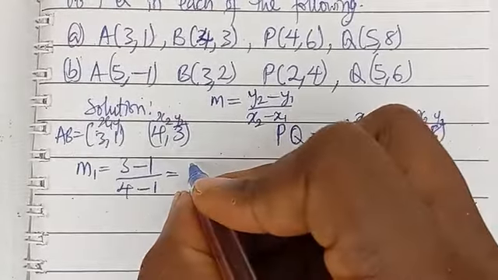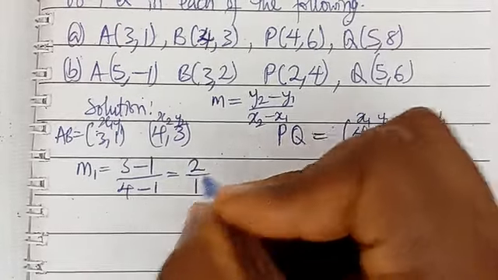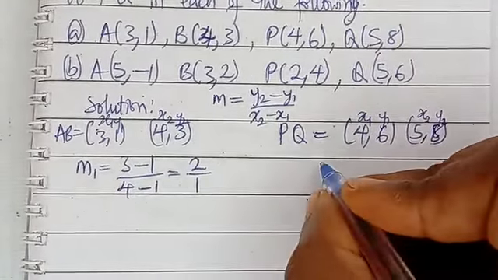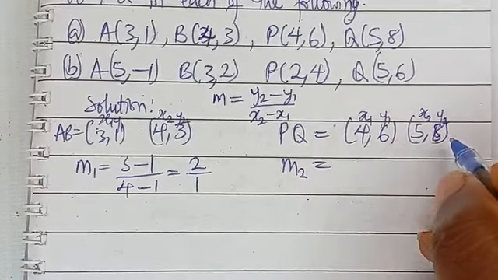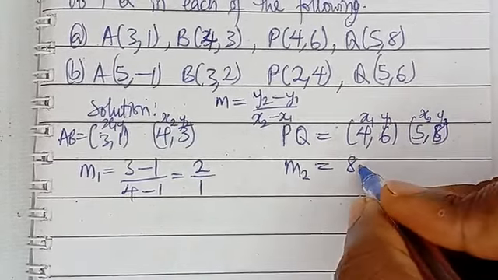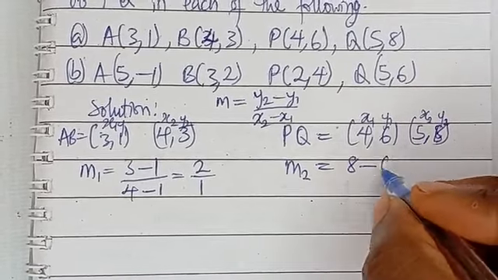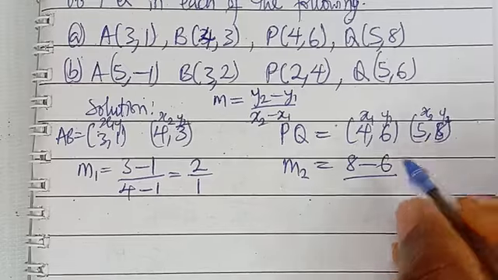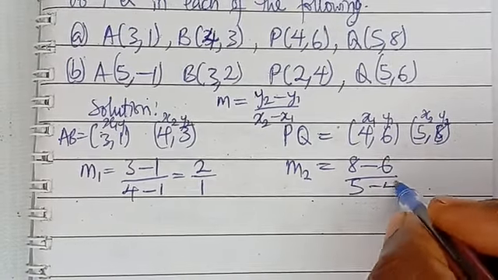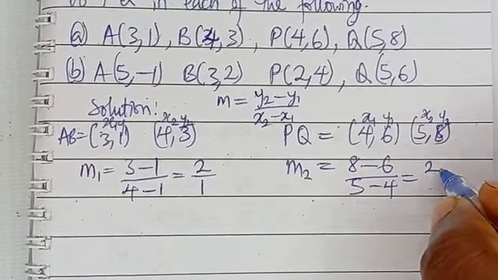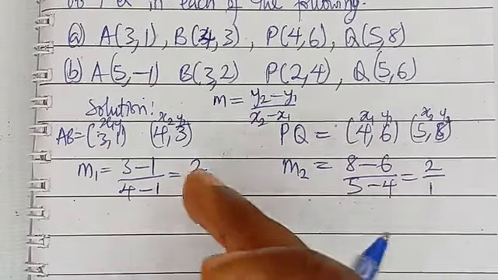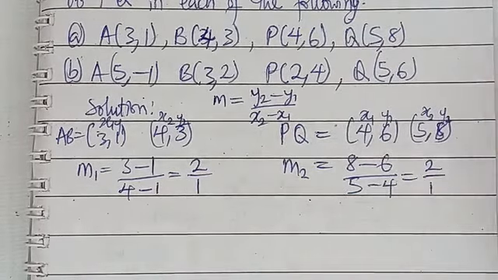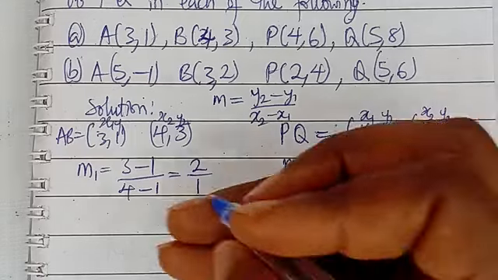3 minus 1 is 2. 4 minus 3 is 1. Then for the second line, m2 is equal to y2, 8, minus y1, which is 6, over x2, 5, minus x1, which is 4. 8 minus 6 is 2. 5 minus 4 is 1. So we can see that m1 is equal to m2. And what does that tell us? That these two lines are parallel since their gradients are equal.